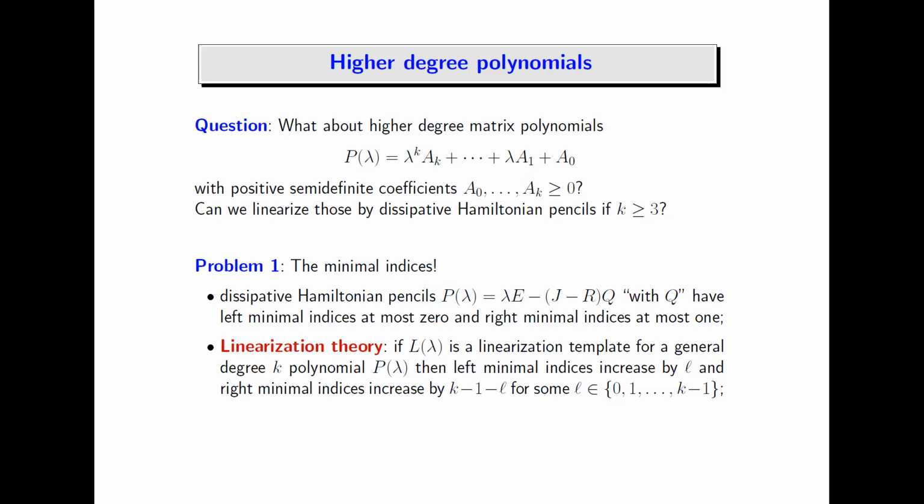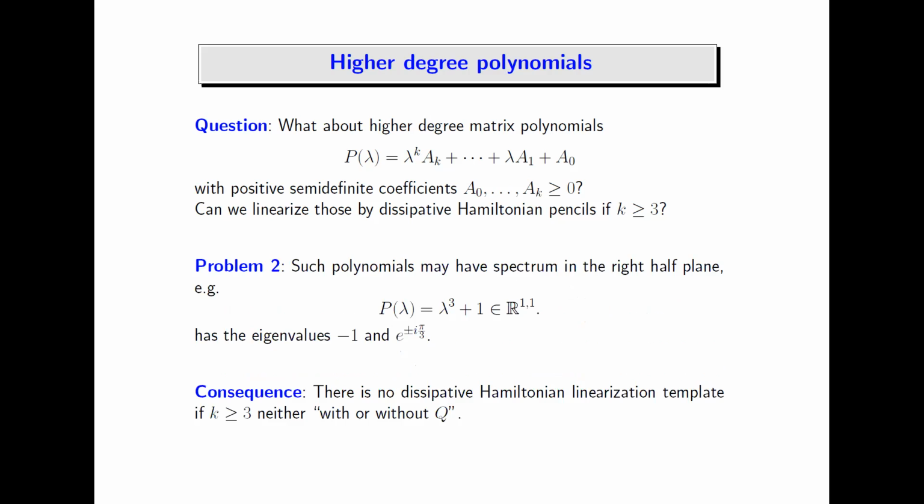And even worse, these polynomials may actually have spectrum in the right half plane. Here's a very easy example. If you take the scalar lambda to the third plus 1, then this has the eigenvalues, or the roots, that are given here, and this is in the right half plane. So there is no dissipative Hamiltonian linearization template, neither with or without Q. So we have to do something else.